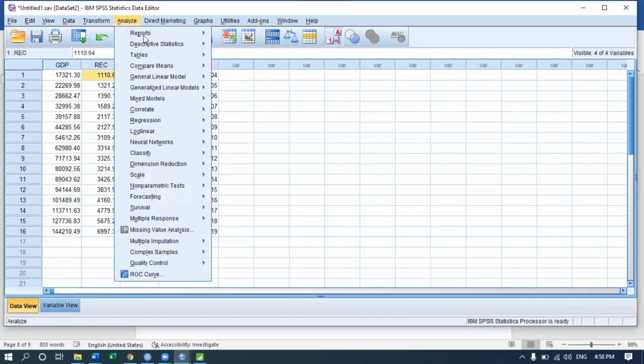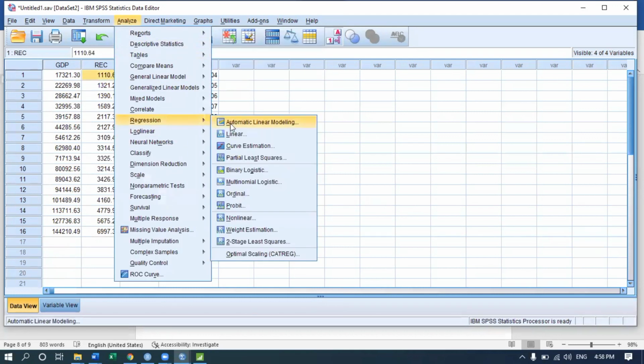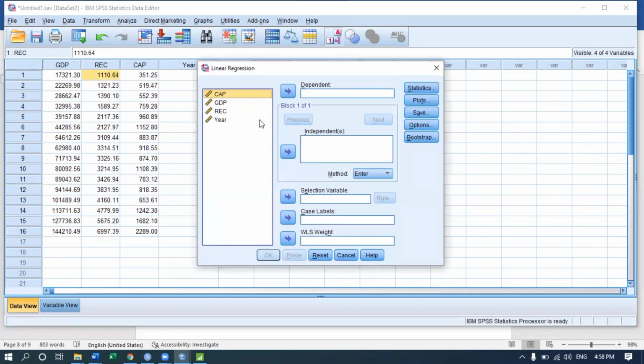So that's regression. You go to Analyze, Regression, Linear. Remember, I told you, you must test for the assumptions first. So GDP will go to dependent, and these will go to independent. Remember, I told you, you can use the arrow or you click and drag. So I've entered my dependent and independent variables.